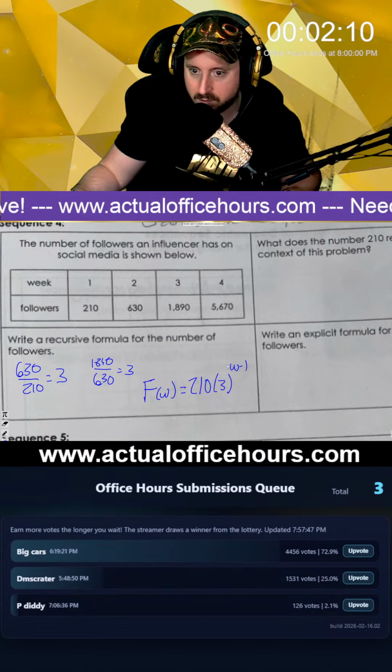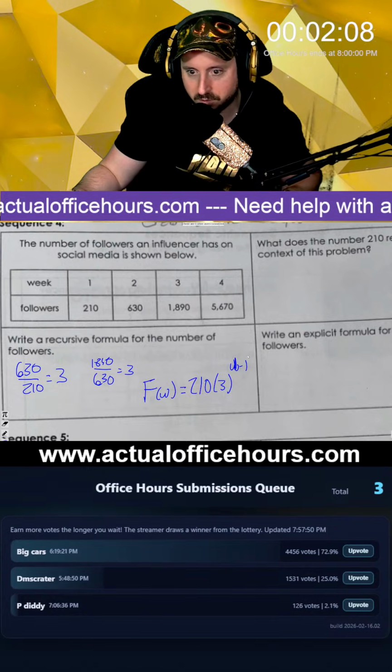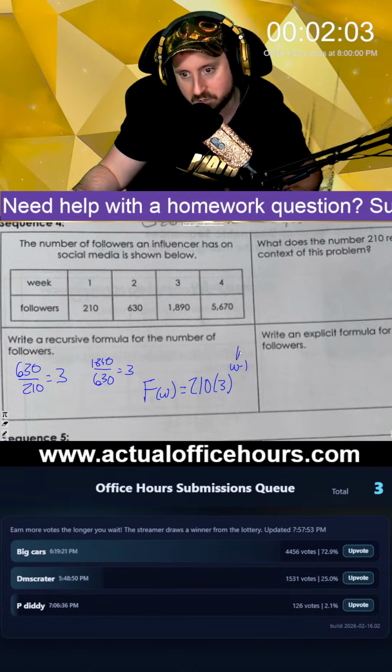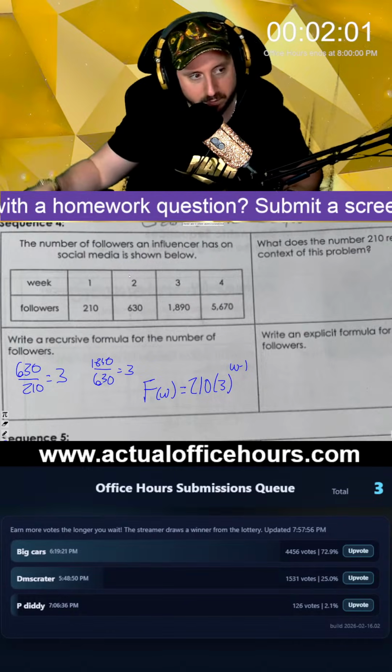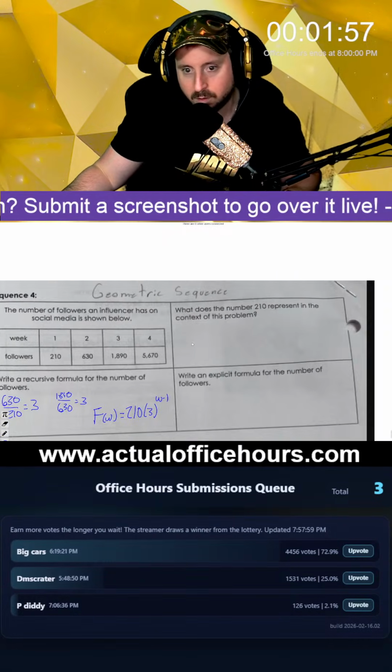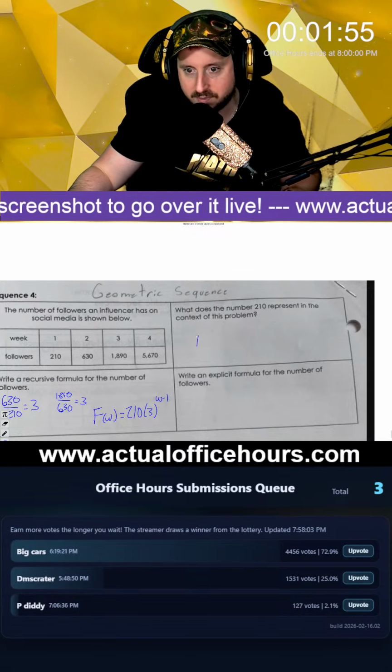Right? Because at week 1, you get 3 to the 0, which is just 1. You just get 210. And then every time W goes up, you multiply by another factor of 3. Yeah, that's the correct way to do it. What number does 210 represent? That's the initial value.